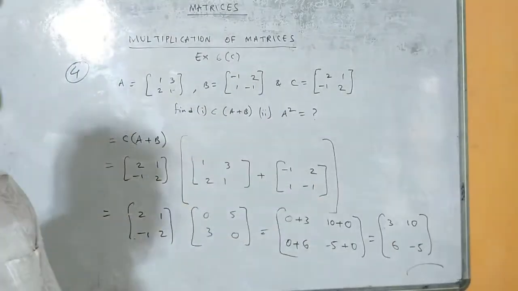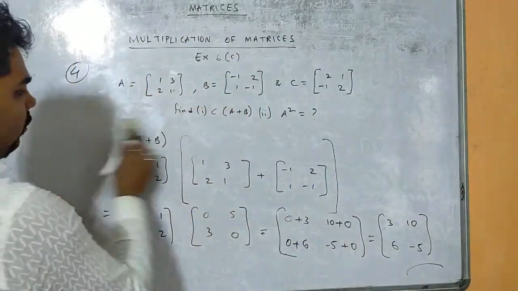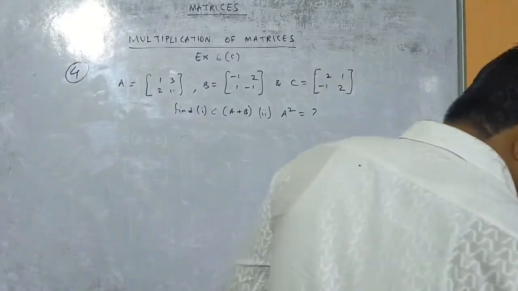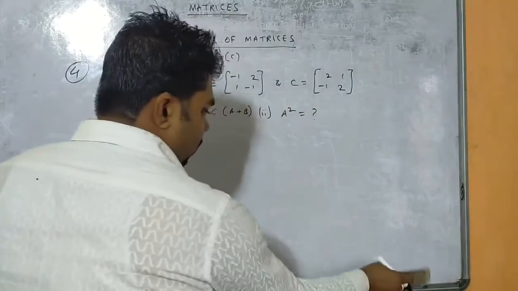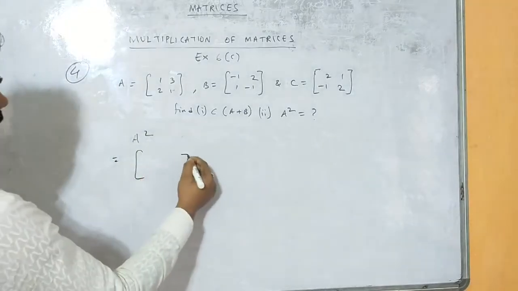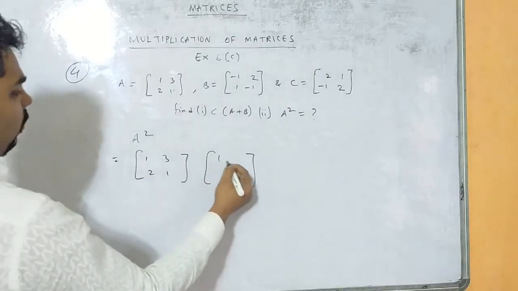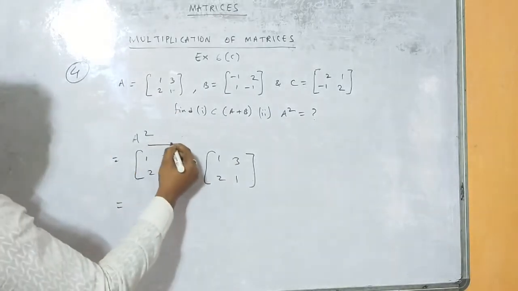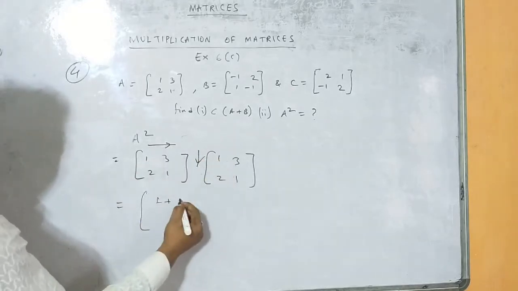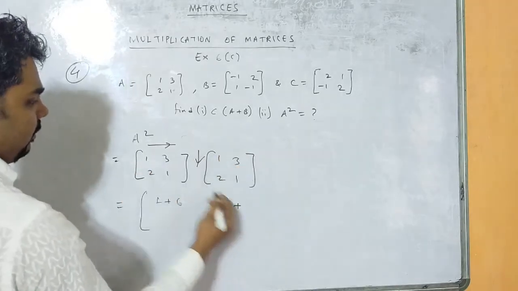Now next question, you see we have to find A square. A square means A into A, and matrix A is already given in the question. So we need to find A square here, that means A into A, right? What is our A? 1, 3, 2, 1, times 1, 3, 2, 1. So row column multiplication, 1 into 1, 1, plus 3 into 2, 6. Now row 1 with column 2, 1 into 3, 3, plus 3 into 1, 3.